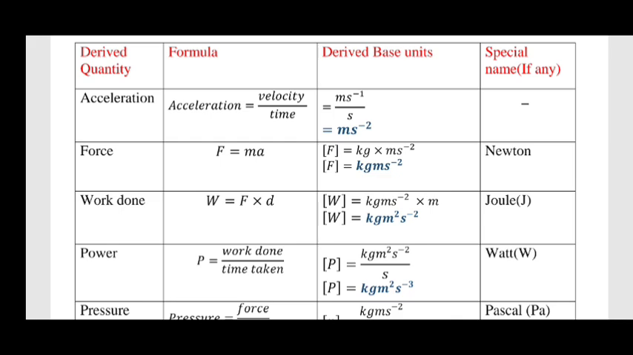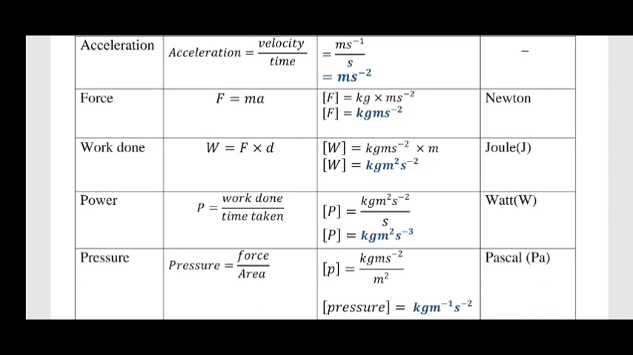When it comes to that part, we move on to work done. So work done is equals to force times displacement. So we have the units of force multiplied by the displacement, and we end up with what? With the units for work done. The special name is the joule.